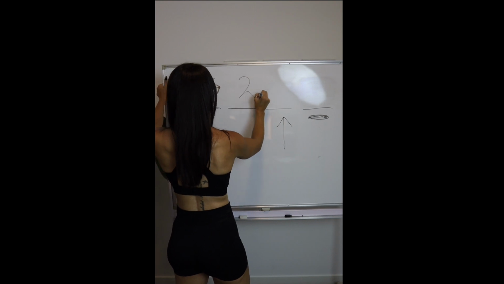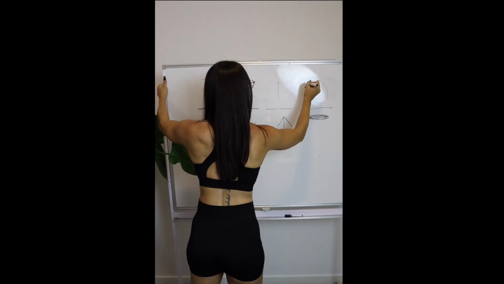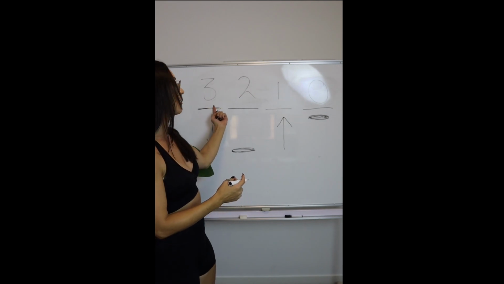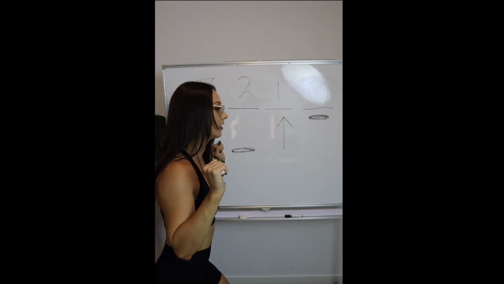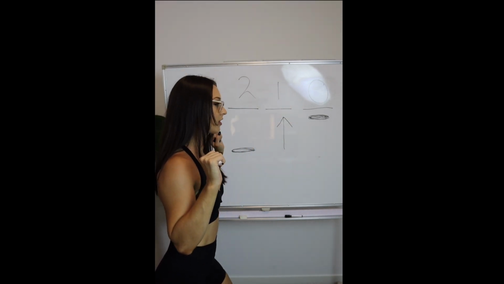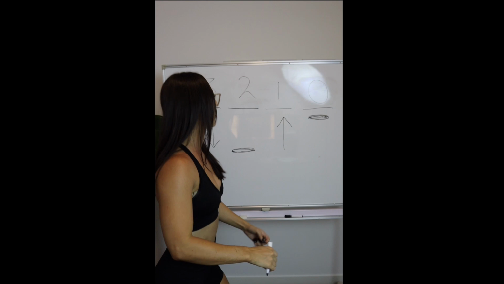Let's try another one. 3, 2, 1, 0. Let's do this as a squat example. So this first number, the lowering of the weight, we're down for 1, 2, 3. We pause for 1, 2. We lift for 1, no pause, straight back down, 1, 2, 3.